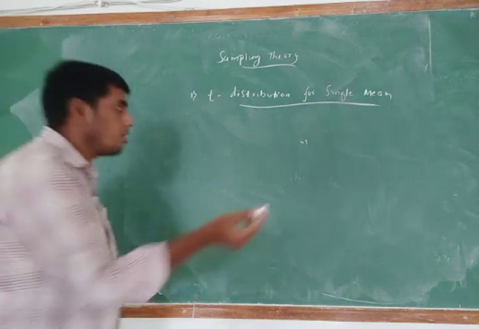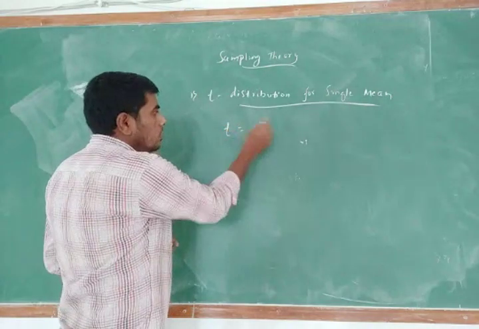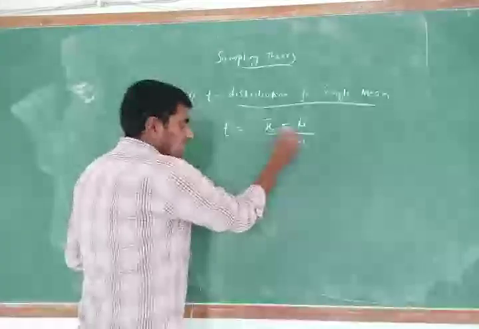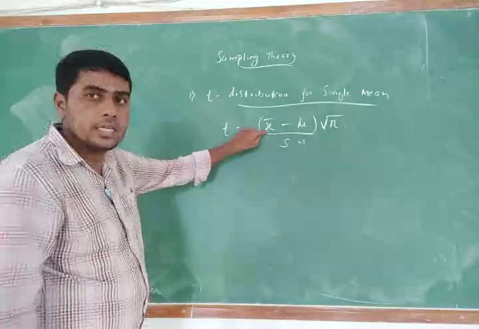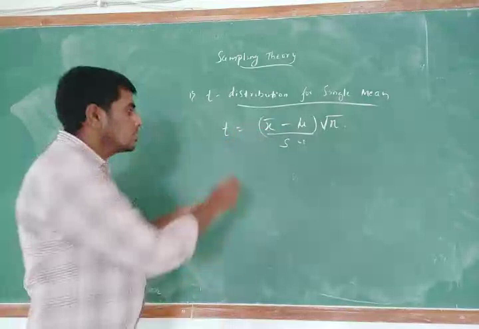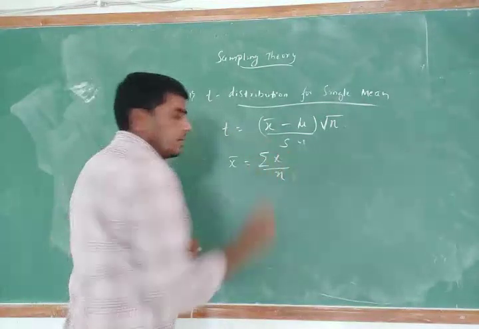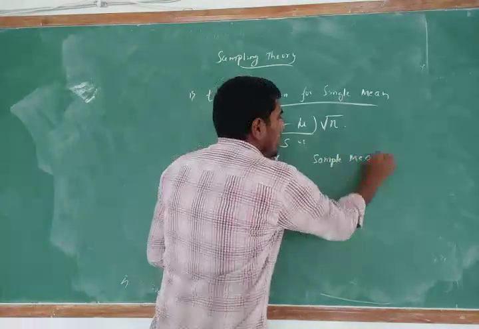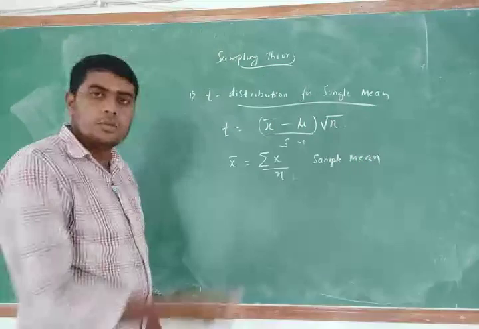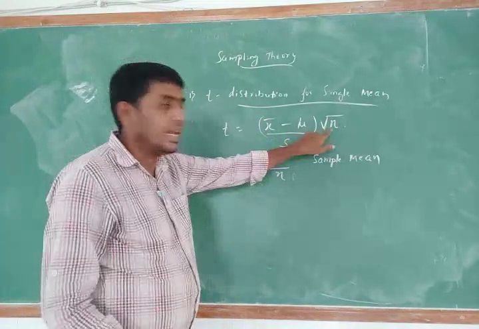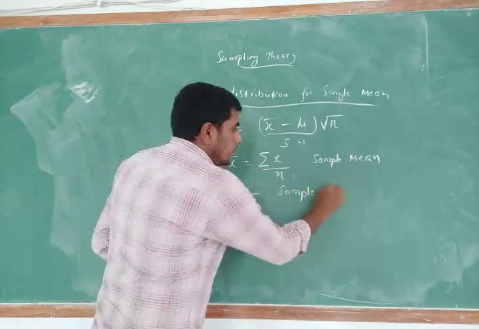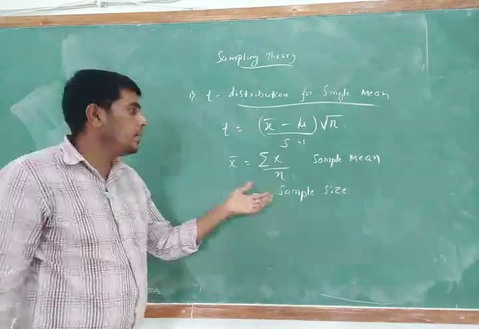So the definition for this we had already discussed in the last class. So t is equal to x bar minus mu divided by s by root n. Here x bar is summation x divided by n. That is nothing but your sample mean, right? Next, mu is nothing but the population mean. Next, n means sample size.